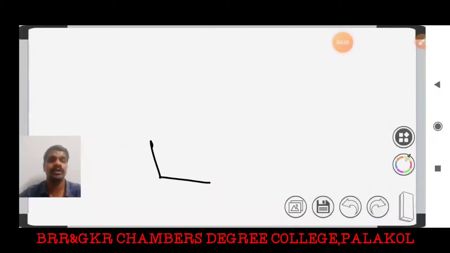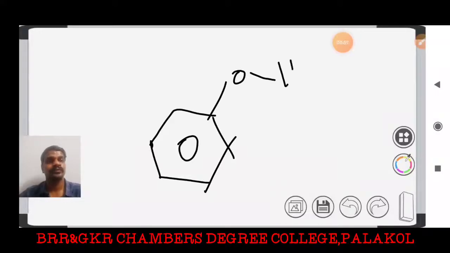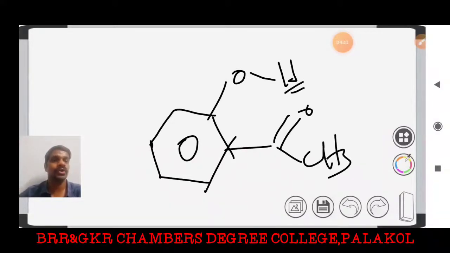For example, if we take orthohydroxyacetophenone, in orthohydroxyacetophenone we observe a strong intramolecular hydrogen bonding. So due to the strong intramolecular hydrogen bonding or strong intermolecular hydrogen bonding, the chemical shift value will increase.